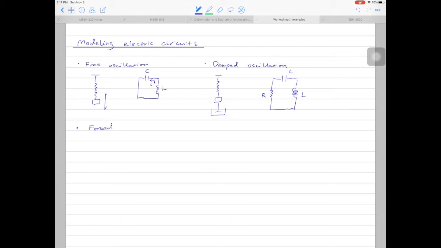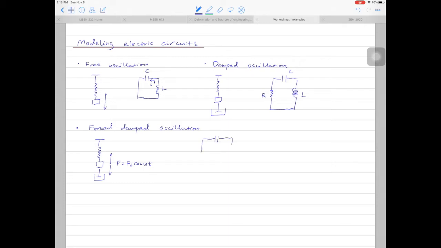Getting the system even more complicated, we can have the forced damped oscillation. In the spring system, you have the weight, the spring, the dashpot, as well as an external force. The force can be expressed as F0 multiplied by cosine omega t. From the expression, you can tell the external force has its own amplitude and frequency.